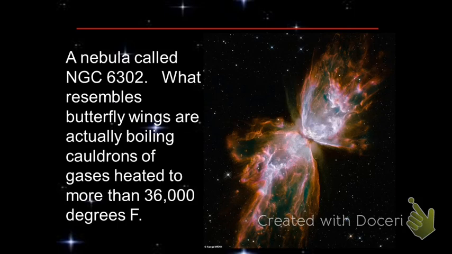Now, have a look at that one. That's a real image. The nebula called NGC 6302, what resembles butterfly wings, is actually boiling cauldrons of gases heated up to more than 36,000 degrees Fahrenheit, sorry, thank you, which might as well say about 12, 13,000 degrees Celsius.